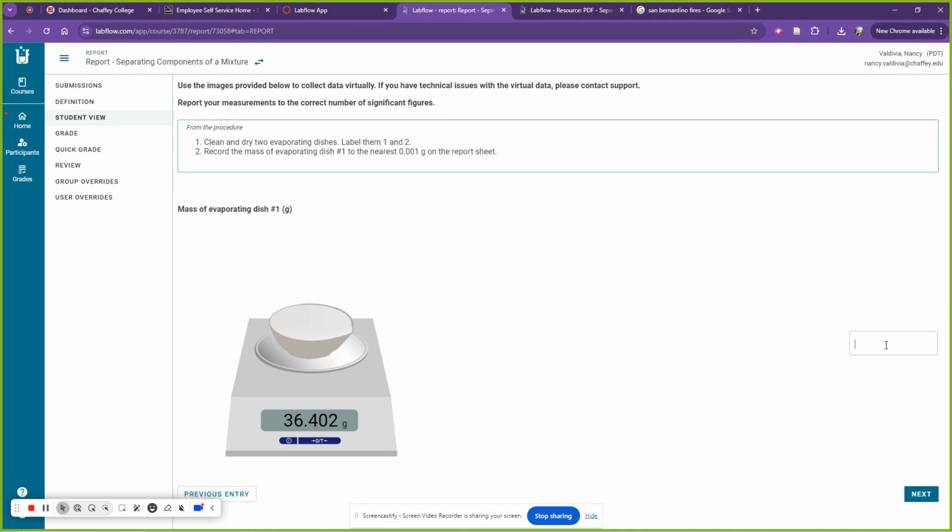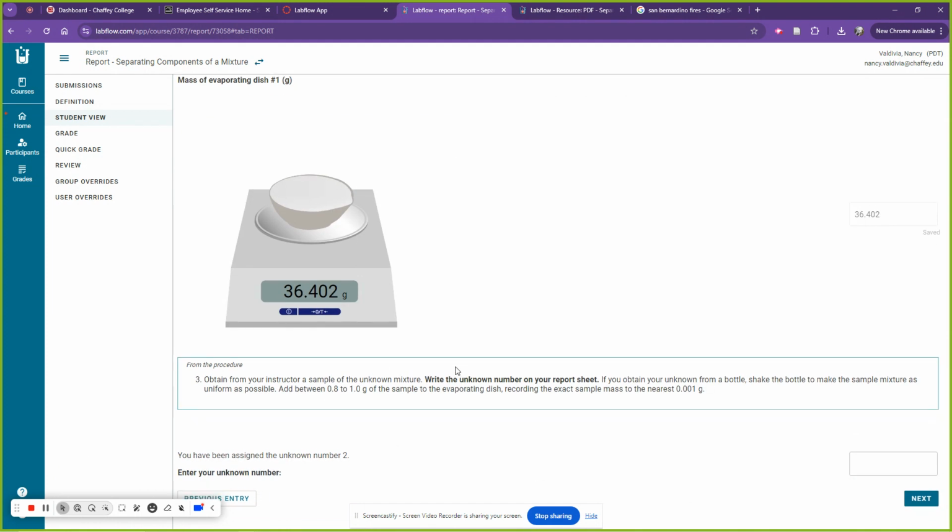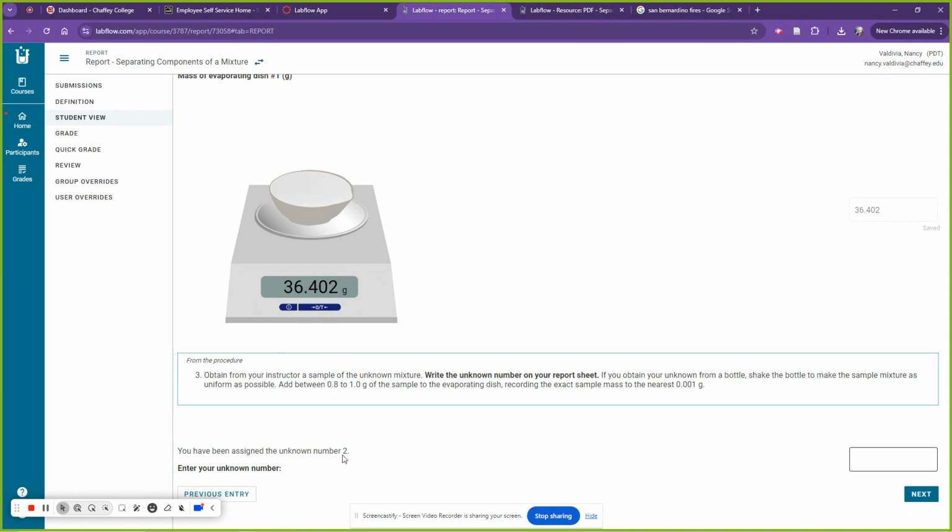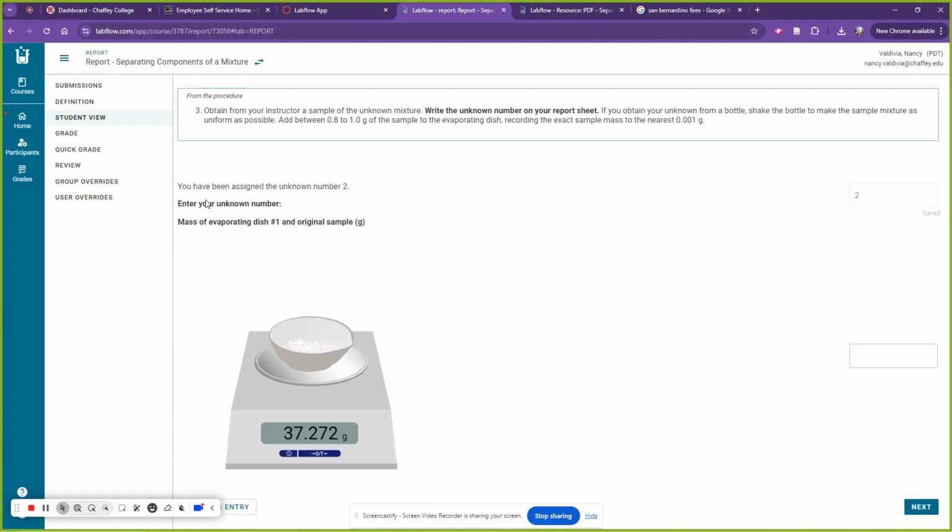We have to type in the information that is given to us. In this case, the mass of an empty evaporating dish is 36.402, so 36 grams approximately. Then it says you have been assigned an unknown number 2. Enter your unknown number. Okay, we did that. Next, mass of the evaporating dish and an original sample.